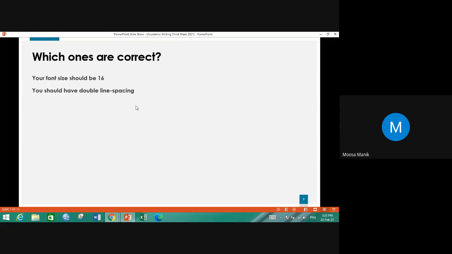And you should have double line spacing. Is it correct? It's 1.5, I think. Yes, 1.5. So you should have 1.5 line spacing rather than double spacing. So that's correct. If you want, you can enclose your writing in a full borderline.